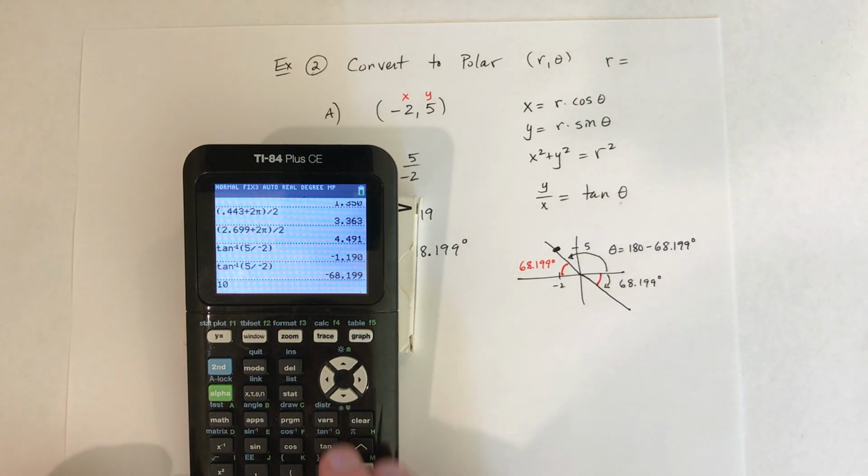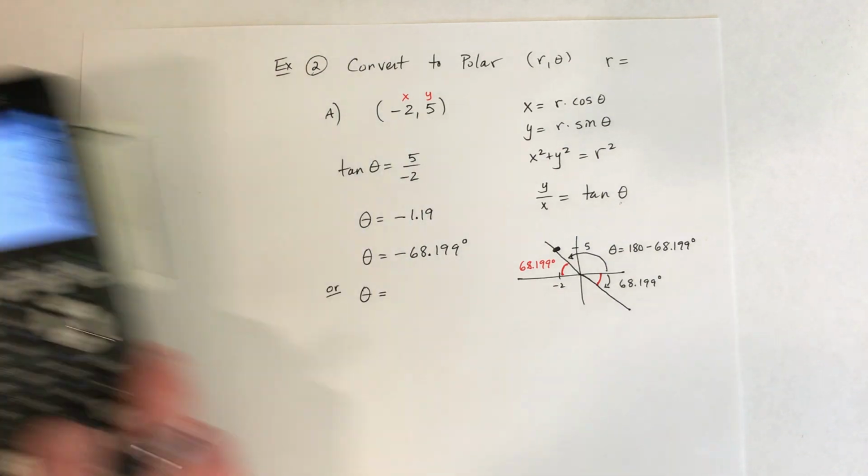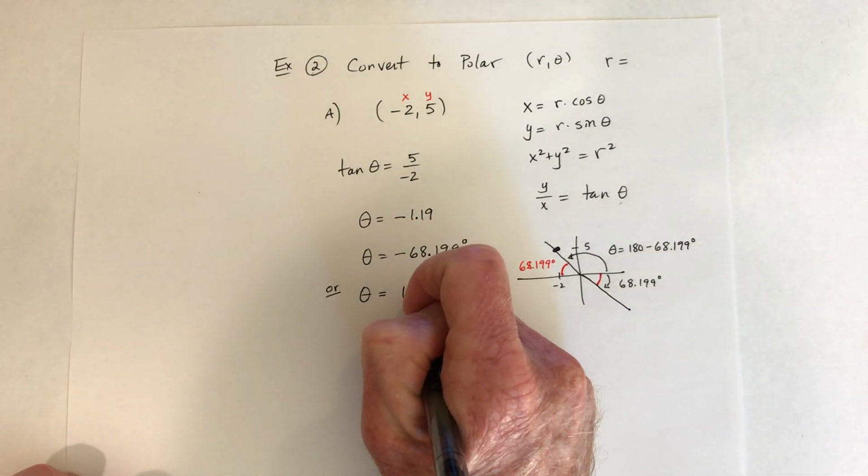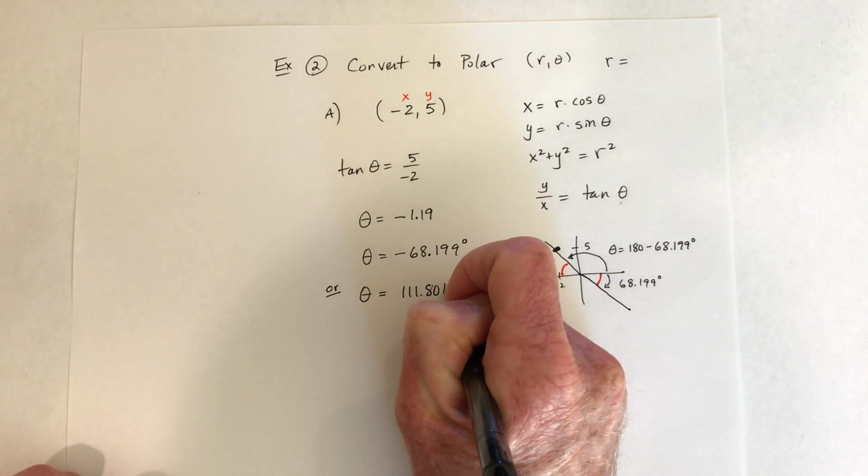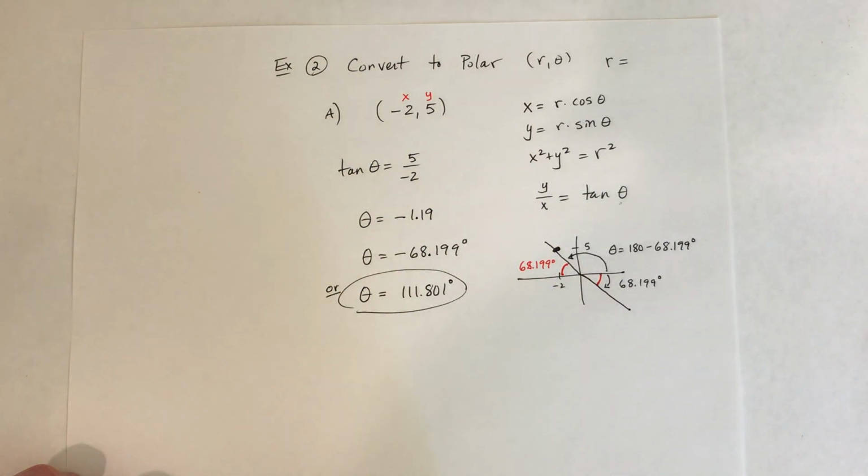So 180 minus 68.199, 111.801. There, that's part of it.